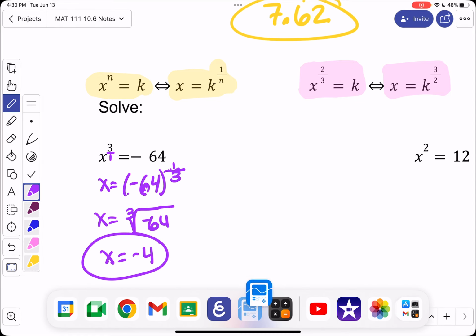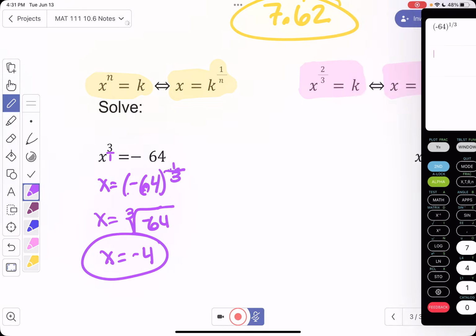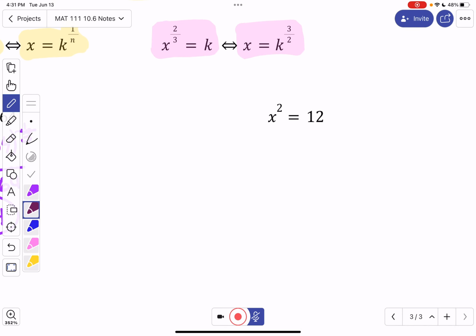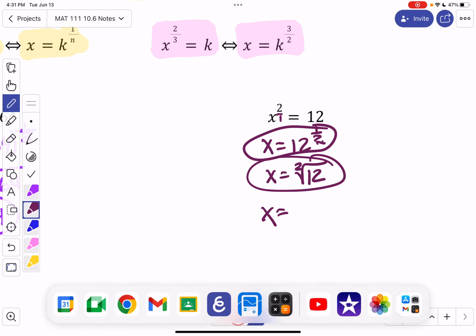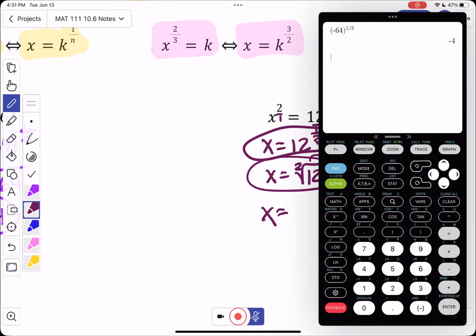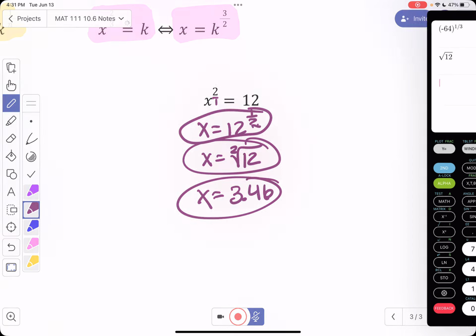Now again, you can use that table. You could type right in here, parentheses, -64 to the 1/3, and you'd get -4 that way as well. All right, let's look at this one. 2 is like saying 2 over 1. So to get it on the other side, you have 1/2. If you wanted it as a radical, you'd have the square root of 2. So that's an exact answer. And if you want an approximate or an estimate or rounding, we would just take the square root of 12, which is about 3.46. All of those work depending on what's being asked.